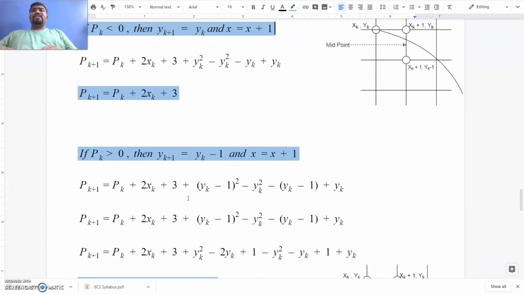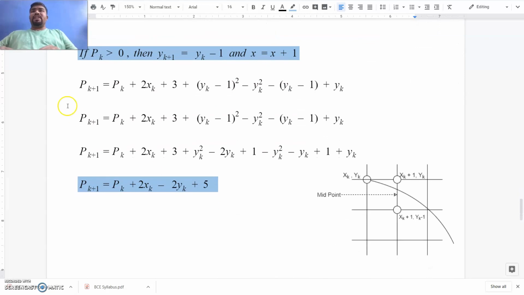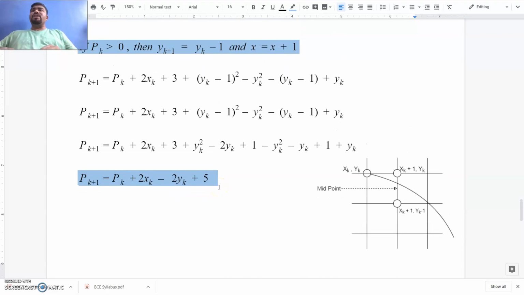Now, let's check the other scenario, wherein we are checking for p_k greater than 0. That means the midpoint lies outside the circumference of the circle. That means the line is closer to the below point and not the upper point. So we can do that as well. We can say that y_{k+1} is y_k minus 1, and x is x plus 1. So nothing changes much. Instead of y_{k+1}, we are representing it by (y_k minus 1) the whole square, and even here y_k minus 1. So let's open up the square, and finally after solving it, we get p next, that is p_{k+1}, equal to p_k + 2x_k - 2y_k + 5. So this is how we have got the decisions done.